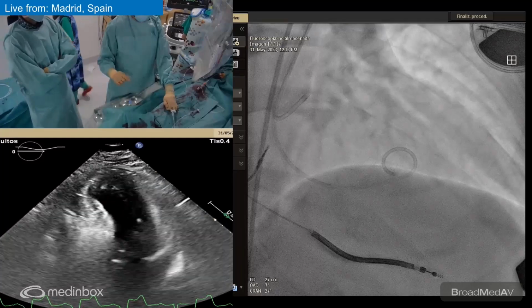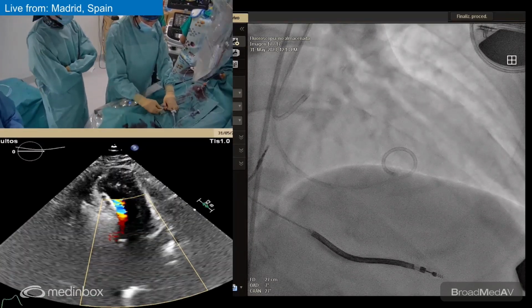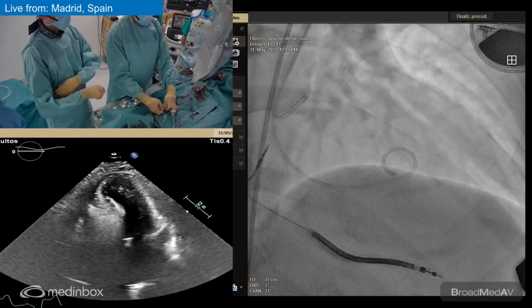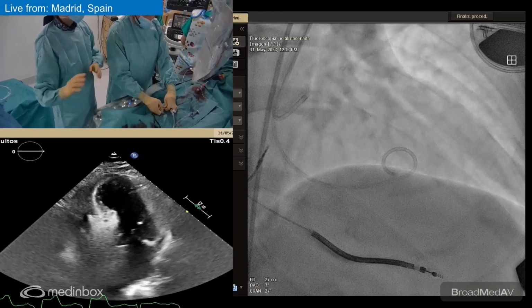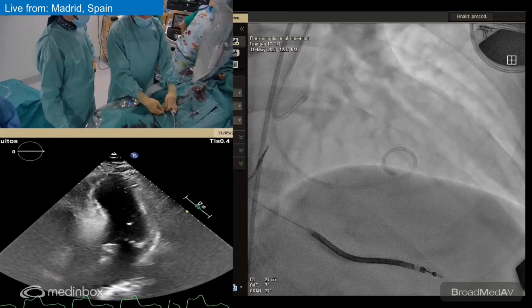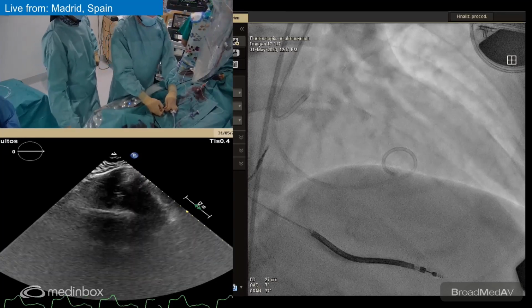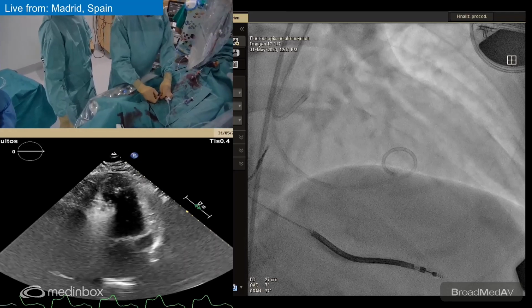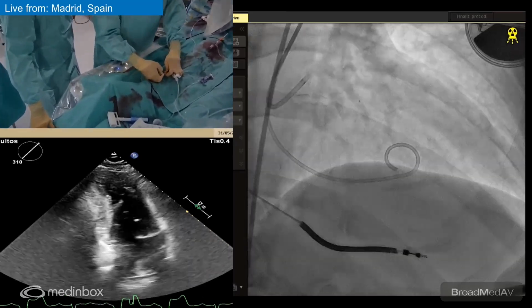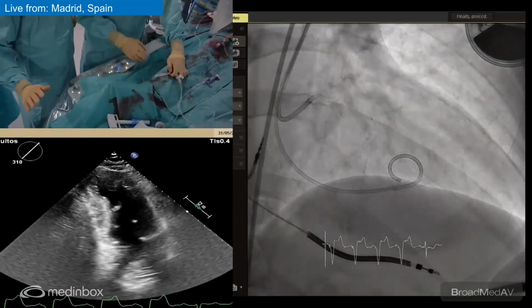So now the next step is with contrast, with pure contrast. We are going to inject through the balloon just to check if there is any collateral from this septal to another part of the heart. The LAD or even the LPD. Yeah. There are some cases of inferior myocardial infarction during ablation. Probably this is the mechanism. I don't see any collaterals.